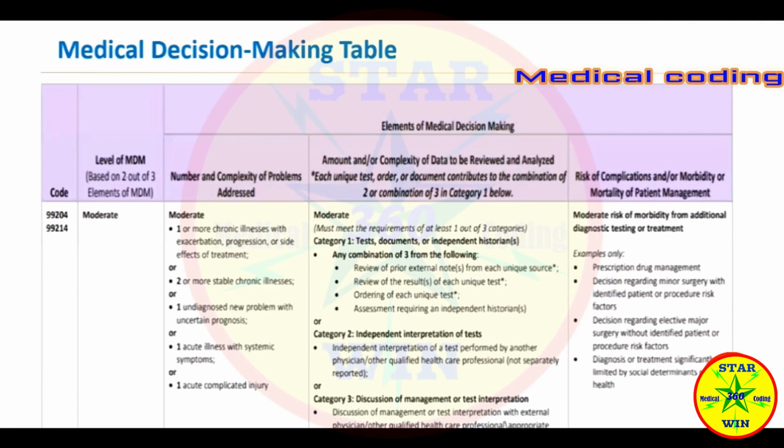But coming to what are the different categories involved in moderate? So category 1: tests or documents or independent historian. Here we need at least 3 points to satisfy category 1.